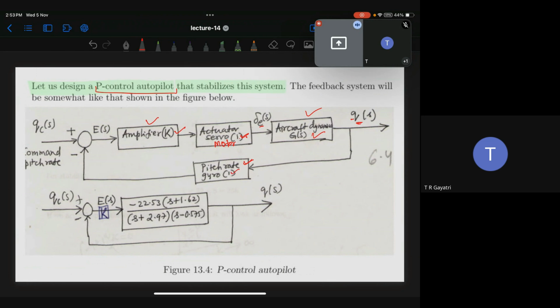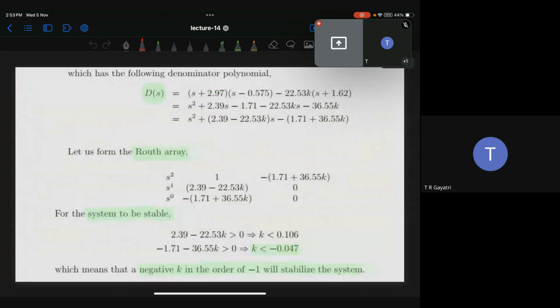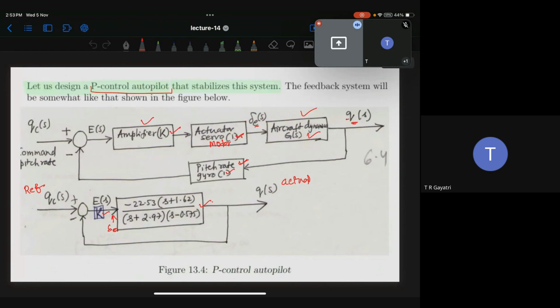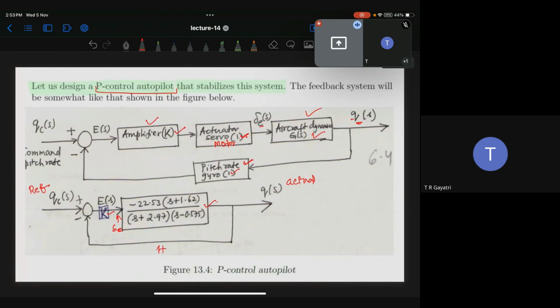H is 1. So this is the transfer function we have. This is K. This is the reference pitch and this is the actual pitch. Here you wanted to apply your delta E. If you properly choose your K, that will make your system stable. Basically this is an unstable system. Now you have this system here, H is 1.